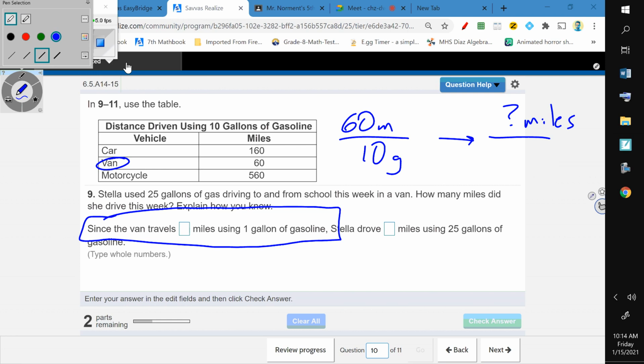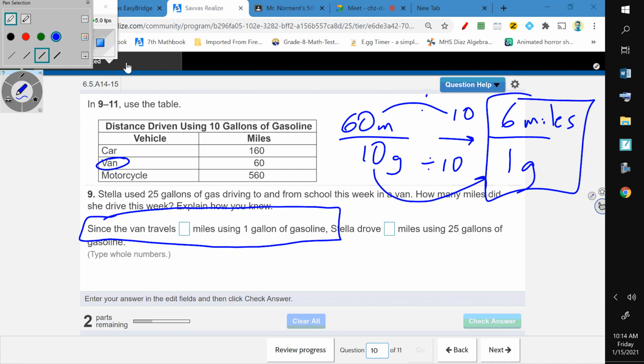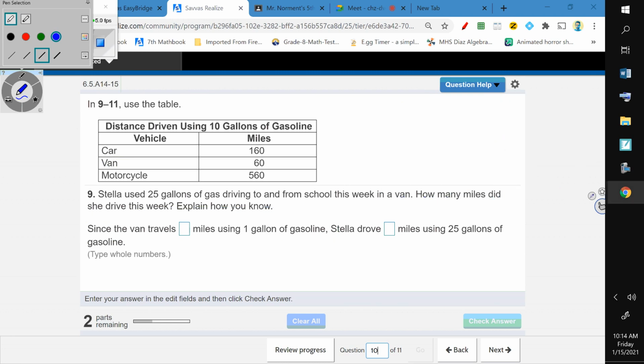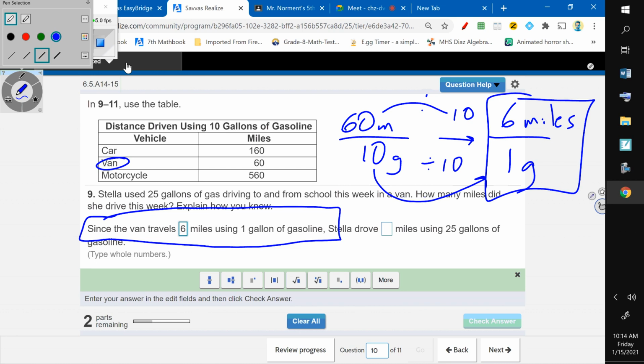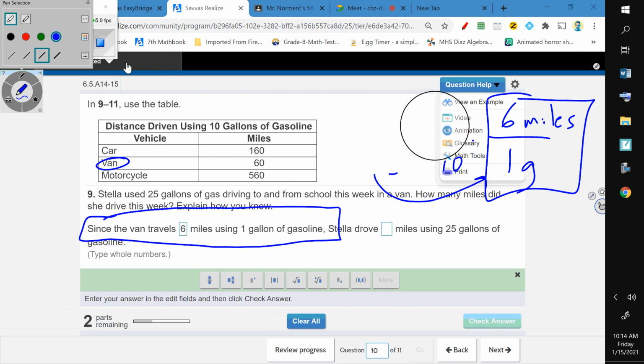So I'm going to make this a 1. And then I know that I divide this by 10 to get 1. So 60 divided by 10 is 6. Unit rates are really helpful starting points to be able to determine how many miles you can get out of a specific number of gallons. So if she goes 6 miles in 1 gallon, and she traveled using 25 gallons, well, now it's much easier.